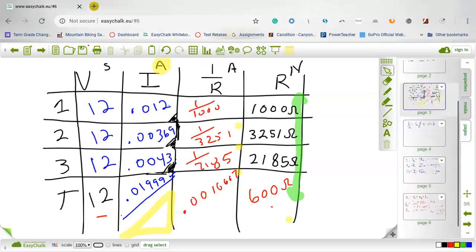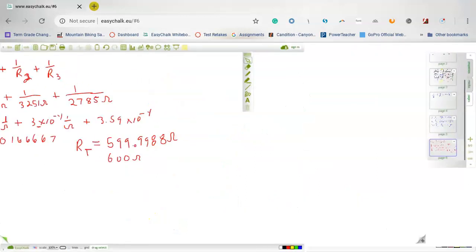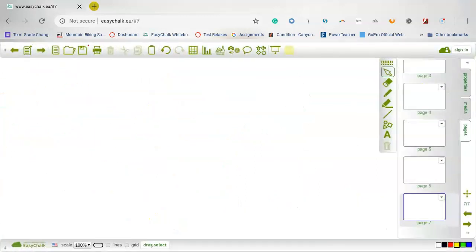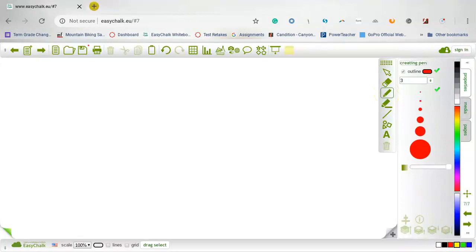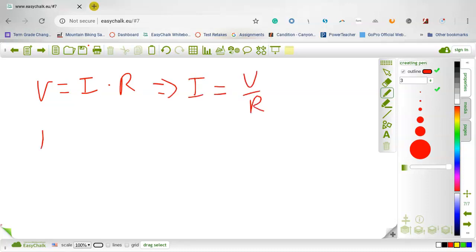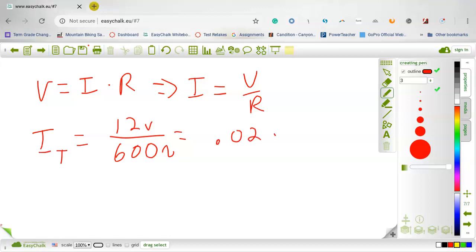So let's go calculate that. So we have V equals I times R. But remember, again, we're looking for I. We've done this a few times. That's V over R. So the total current is our total voltage of 12 volts divided by our total resistance of 600 ohms. So 12 divided by 600 is 0.02 amps.